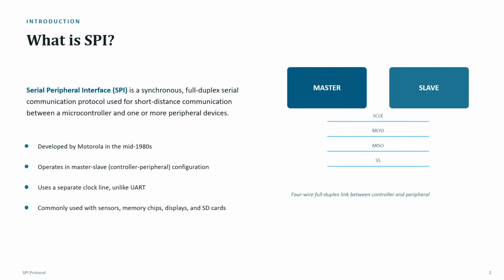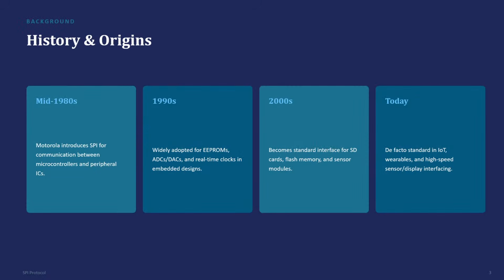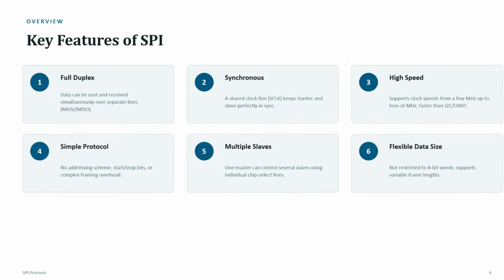In our previous Verilog project development series session, we discussed UART based LED control. If you want, you can go through that as well. Coming to the history of the SPI protocol, this is how it evolved. You can look into this PPT, and I will be sharing it. The key features of SPI protocol are that it is full duplex, synchronous, and high speed compared to UART and I2C. It's a simple protocol, and it can support multiple slaves.